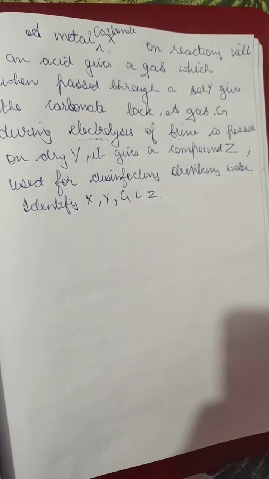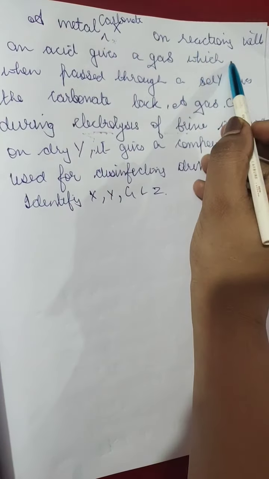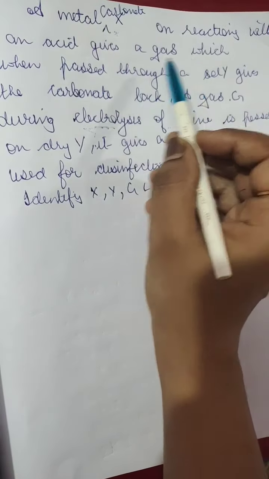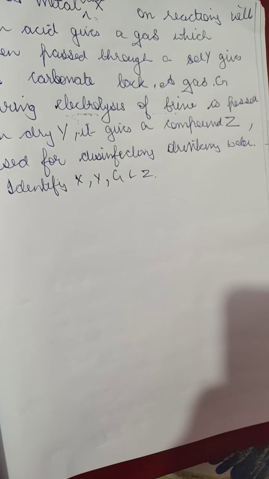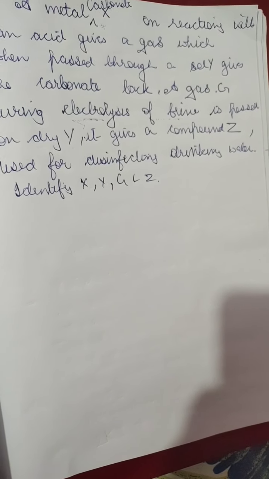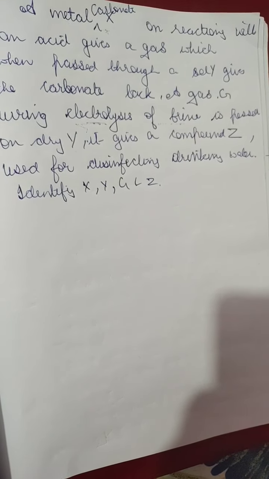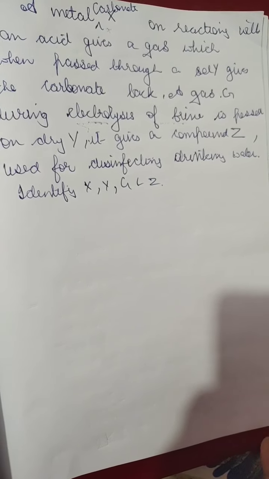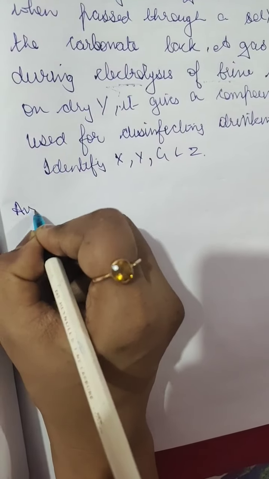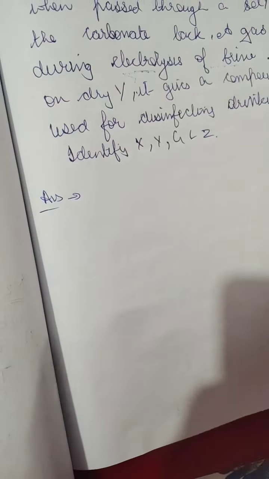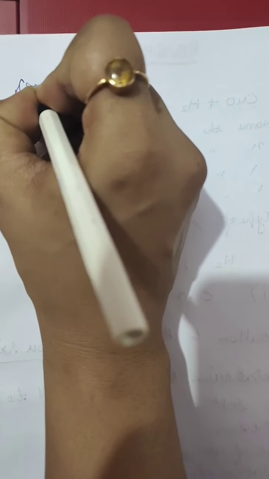Okay, so a metal carbonate X on reacting with acids gives a gas which when passed through the salt solution Y gives the carbonate back. So when we pass this carbon dioxide gas in the calcium hydroxide, we get the calcium carbonate back. So that means we have found out all the things in the question. Okay, so we will write the answer to this. Before I start writing the answer, I would like you to go through once again some things like we have done about the combination reaction.